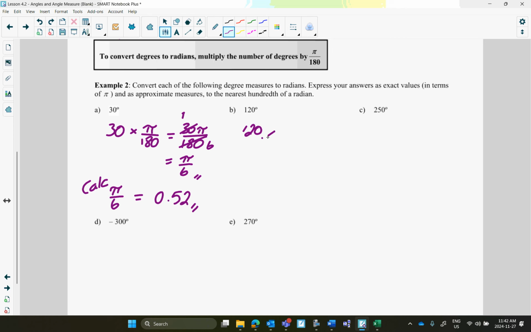So this is 120 times pi over 180, which is 120 pi over 180, but I need to reduce it. Highest number that divides into 120 and 180: 60. 120 divided by 60 is 2. 180 divided by 60 is 3. So we get 2 pi over 3.